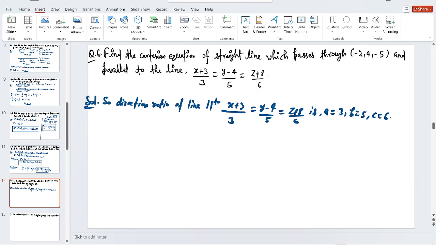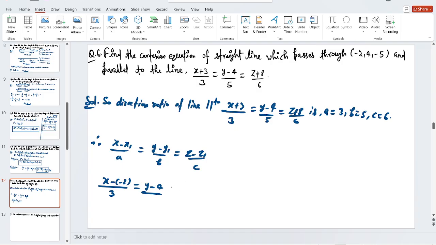So what are x1, y1, z1 here? The Cartesian form equation is x minus x1 upon A is equal to y minus y1 upon B is equal to z minus z1 upon C. Okay, so we write it here: x1 equal to minus 2, so x plus 2, and this is 3. y1 is 4, so y minus 4, and B is equal to 5. And z minus z1 is z minus 5, and C is equal to 6.